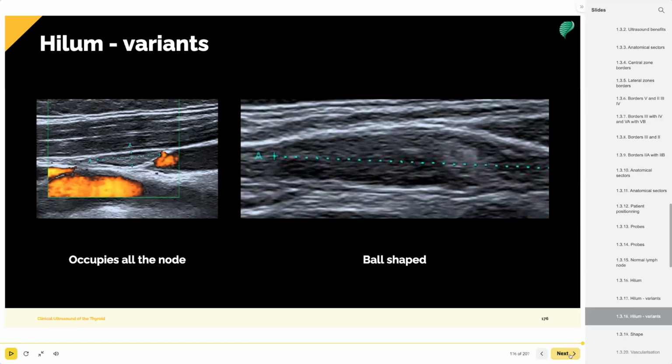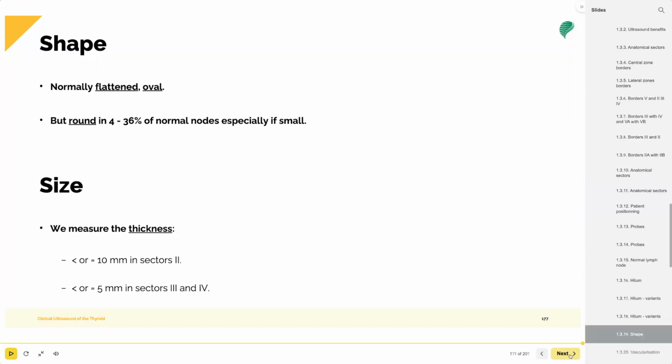So you're going to want to pay attention to that, and it's very important to have the gains on your machine set so that you can see any difference between hypo and hyperechoic in your structure. So the gain settings are very, very important in looking for nodules and observing the lymph nodes themselves. Normally the lymph nodes are flattened and oval. They can be round even when they are normal in about 36% of cases, even if they're small.